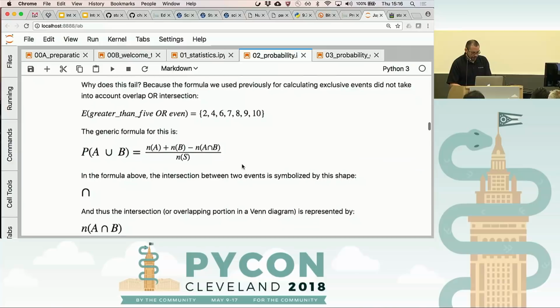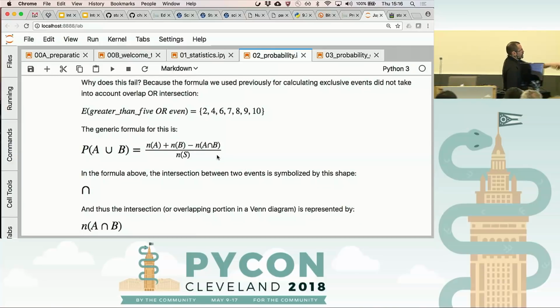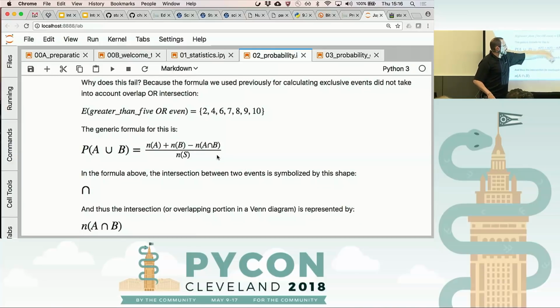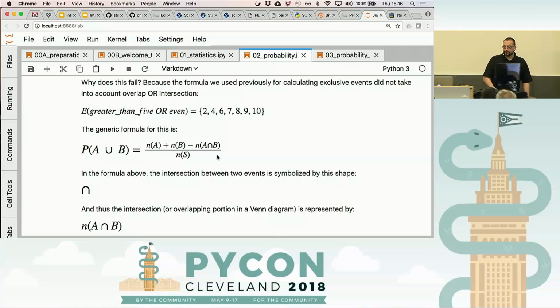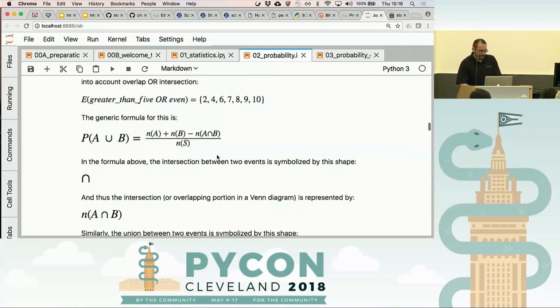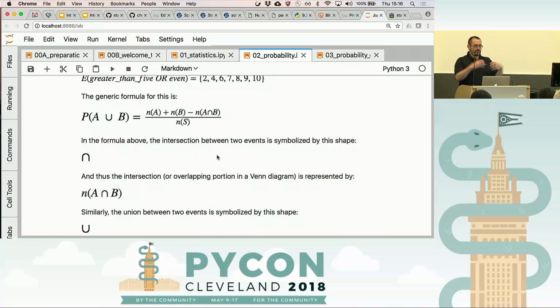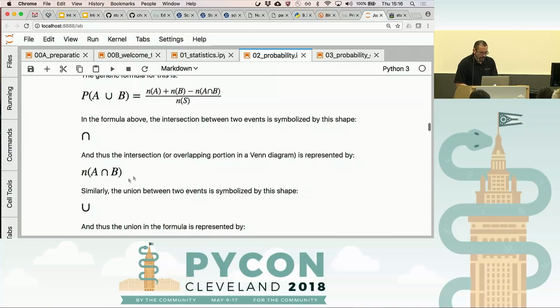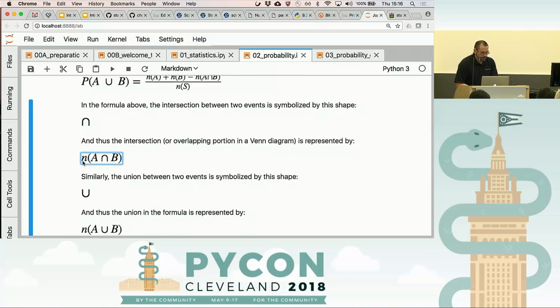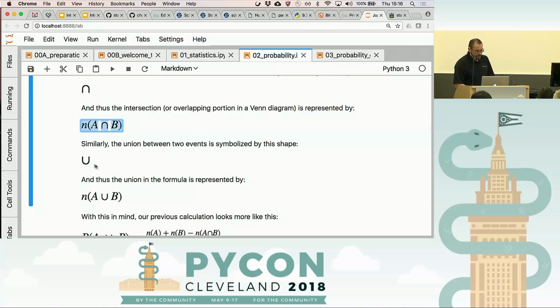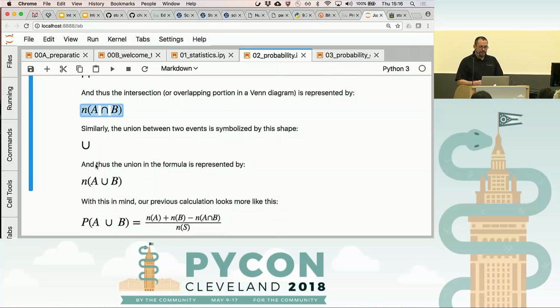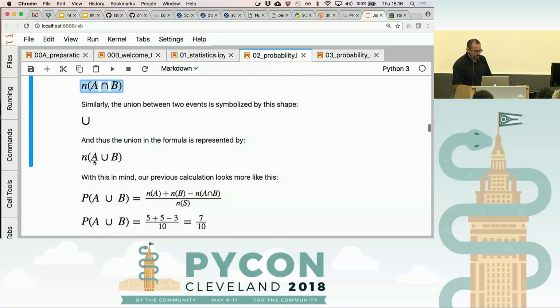All right, so that's the generic formula. You notice I have this U-shaped thing, and I've got this upside-down U. The upside-down U means the intersection, where things overlap. Sometimes you'll see that referred to as a cap. So that's the number of things that are intersected between A and B. This U stands for union. It's kind of an OR. This is the number of things that are included in A or B.